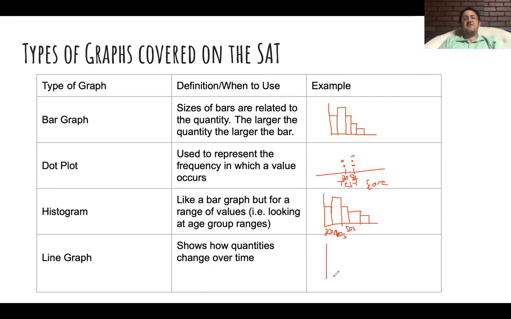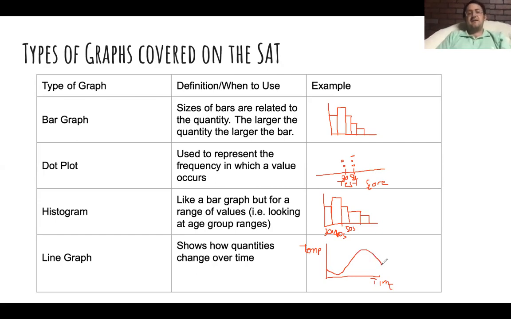And then the line graph is usually when you have data over time, and you get to see how it trends over time. So maybe I'm looking at temperature and time during the day. So it gets to be the low temperature in the morning, and then it gets hot, and then it starts to cool down again. So it just shows us how the quantities change over time.